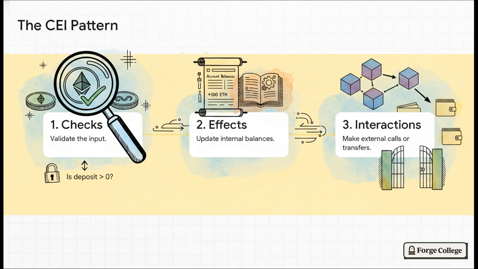We use the CEI pattern: checks, effects, interactions. Guys, this is absolutely the golden rule of smart contract security. Step 1, checks. We validate the input, like is the deposit actually greater than 0? Step 2, effects. We write the new balance into our internal ledger. And finally, step 3, interactions. Only after the math is completely settled and recorded do we allow external calls or transfers to the outside world.